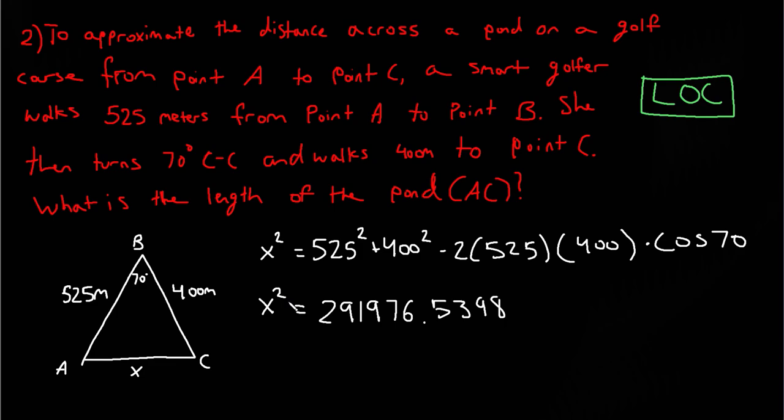And then in order to take the square from x and just have x, what we're going to do is take the square roots of both sides. So we're going to have x is roughly equal to the square root of our number, which is equal to 540. Let's leave it to a whole number. So x is roughly equal to, actually, to the nearest tenth, 540.3 meters.